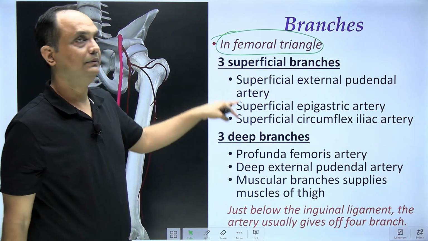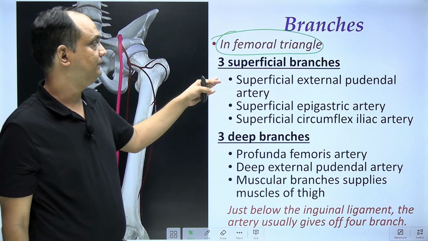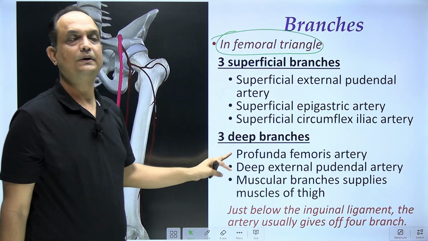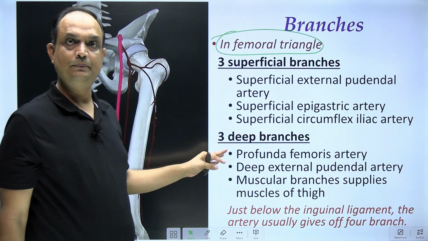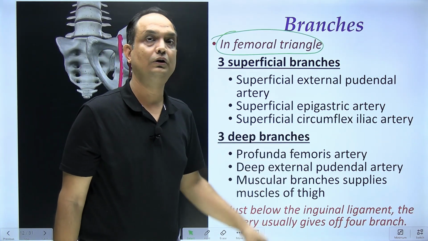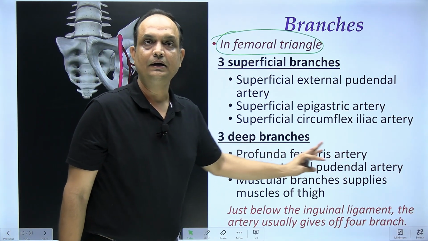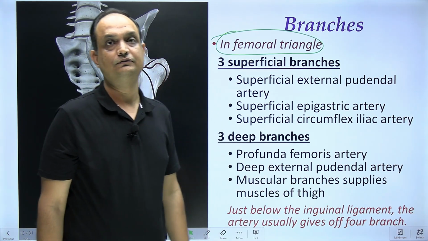So, when we are talking about the branches in the femoral triangle, there are 3 superficial branches: superficial external pudendal, superficial epigastric, superficial circumflex iliac. Then there are 3 deep branches: profunda femoris or deep femoris artery, deep external pudendal artery, and you will have muscular branches to supply the muscles of thigh.